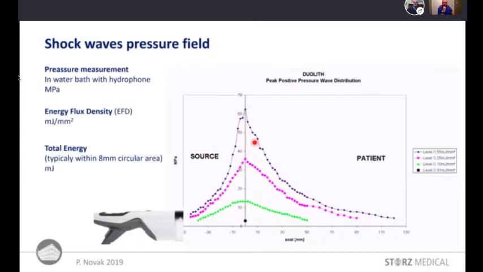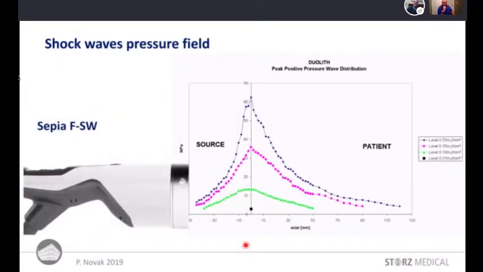Now we can see how it looks with, as an example, our handpiece here. That is the pressure field in the direction of the propagation. You can see that the maximum pressure depends, of course, on the different energy settings. And now you can look here.